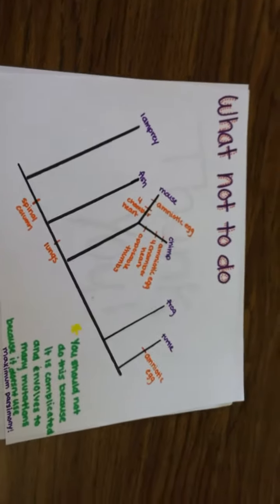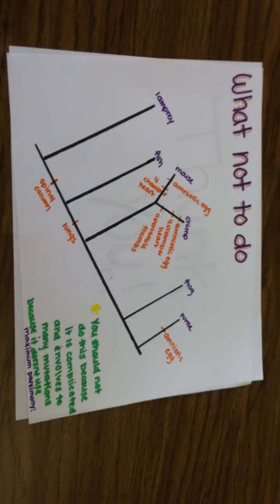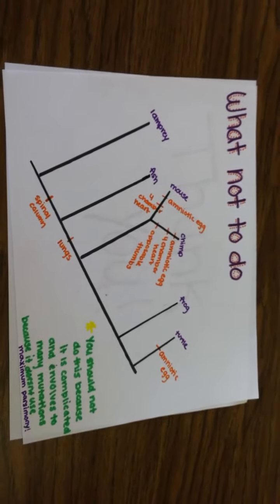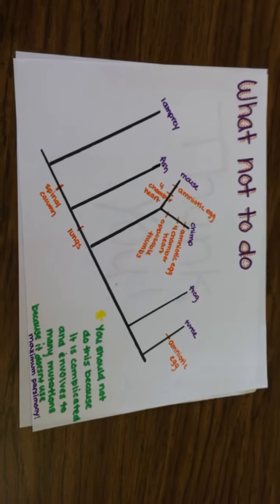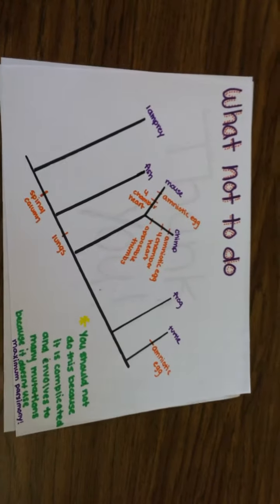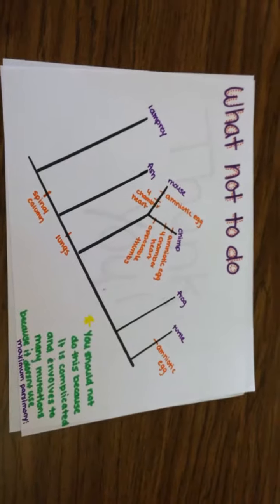Okay, what not to do? You should not do this. It is complicated and it involves so many mutations because it doesn't use maximum parsimony. So you see, it's just a mess.